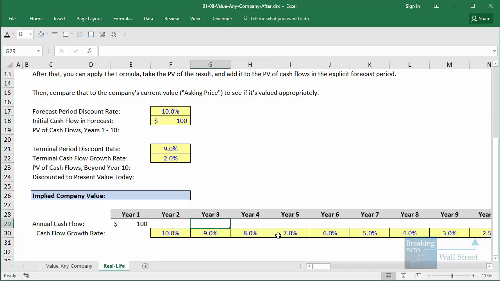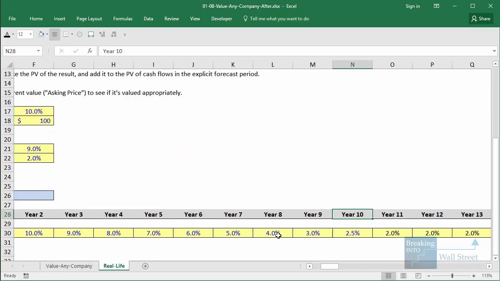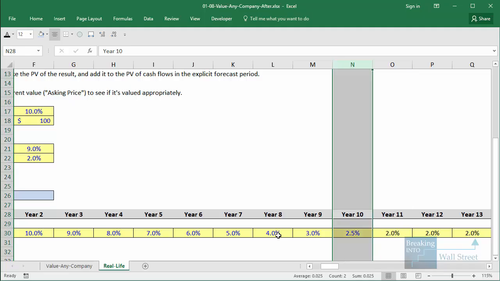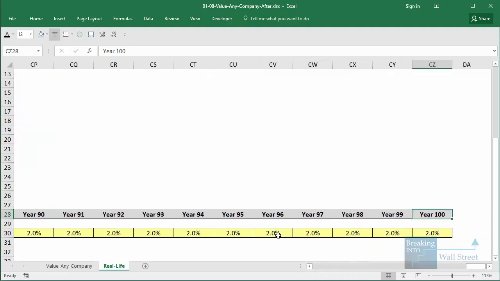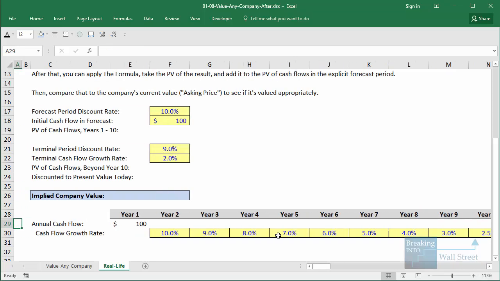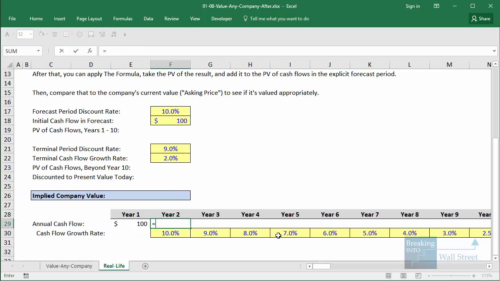Now, in real life, you would probably not go beyond year 10. You'd probably just stop here, but I want to show you some of the math and how it lines up to what Excel calculates. So once again, I've gone out to year 100. If we calculate the annual cash flows here, we'll take the old number and multiply it by 1 plus the cash flow growth rate.